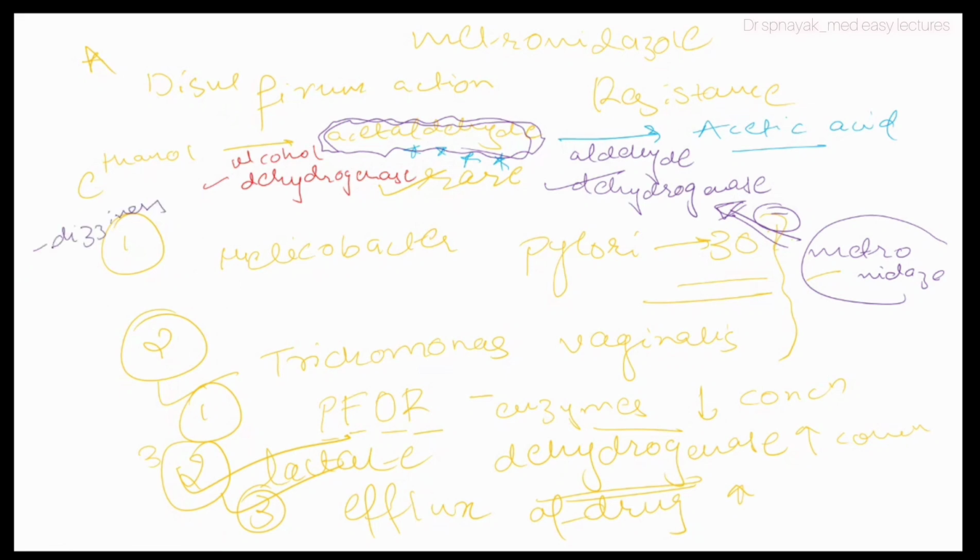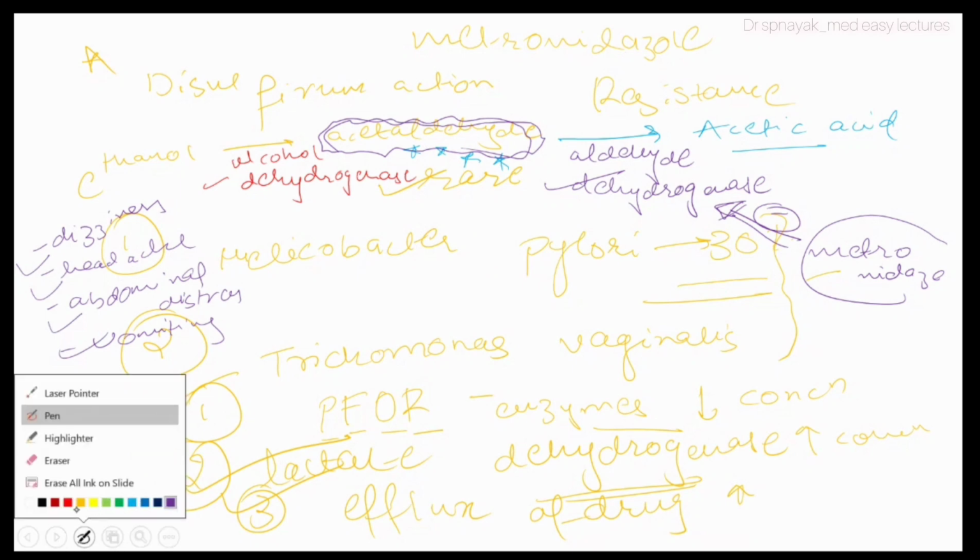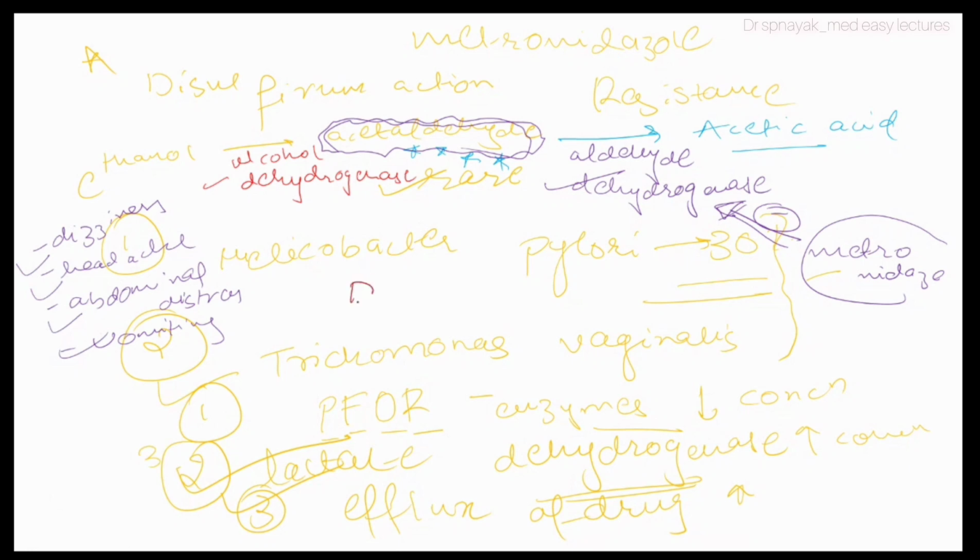So this results in dizziness. The patient experiences dizziness, then headache, severe headache. The patient experiences abdominal distress and vomiting. This happens in a patient when he is on metronidazole and he consumes alcohol. Now, a similar action is produced by disulfiram. Disulfiram also inhibits the aldehyde dehydrogenase, increases the concentration of acetaldehyde, and it produces this toxic effect.